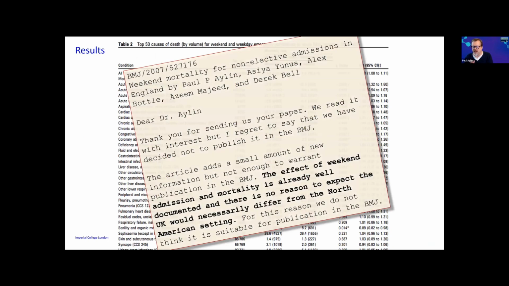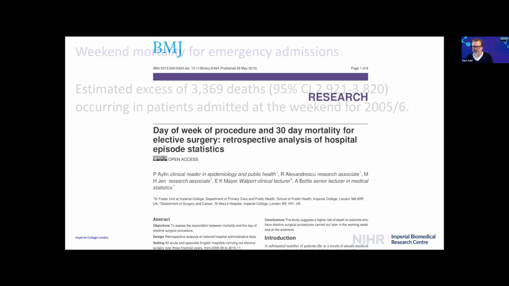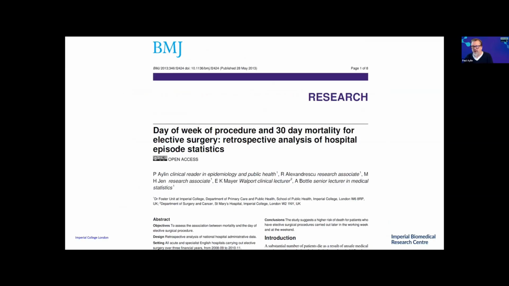Eventually, we did have our paper rejected by the British Medical Journal, and interestingly, they rejected it on the basis that actually this effect was well known, and it wasn't adding anything to the literature. When we published in BMJ Quality and Safety, although maybe professionals, clinicians and the BMJ editors were well aware of this, the general population certainly wasn't. And it generated a lot of interest and headlines.